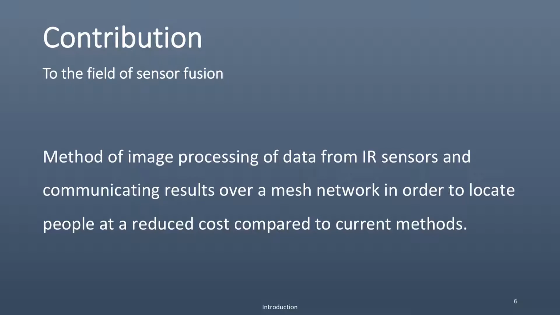My contribution is trying to take advantage of the low cost and low complexity of commercially available sensors on the market today, develop image processing of the data from the infrared sensors, and communicate results over a mesh network in order to locate people at a reduced cost to current methods.